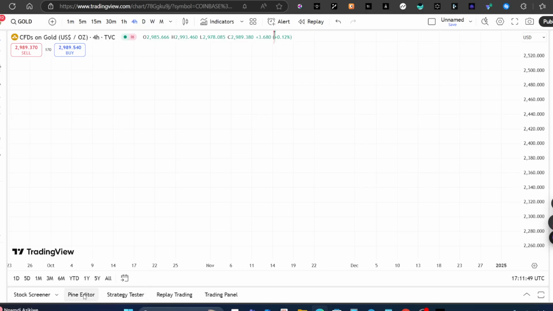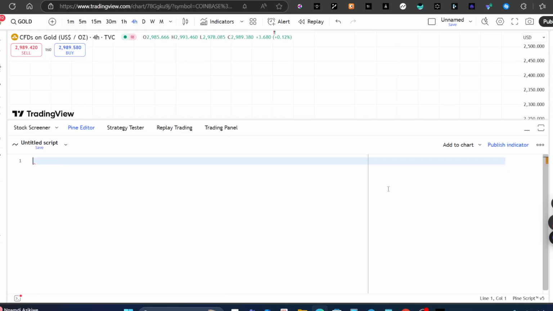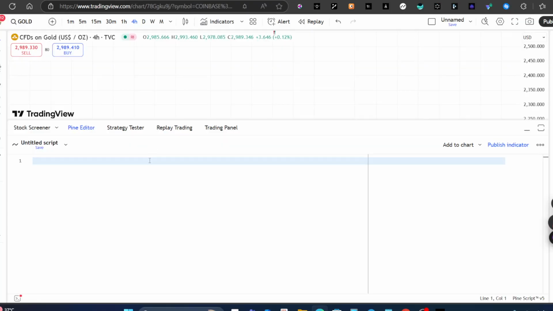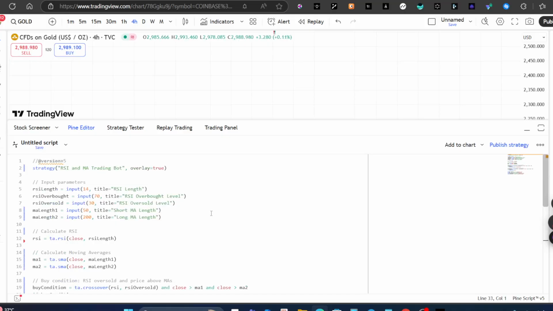Right. So here is the Pine editor. Okay, let's just give this a fresh look, fresh space. So now we are going to paste the ChatGPT generated Pine script code. We're just going to copy the code here from ChatGPT and head to the Pine script and paste it right there in the Pine script. Now, after doing that, we'll have to click add to charts. We're going to add it to charts.